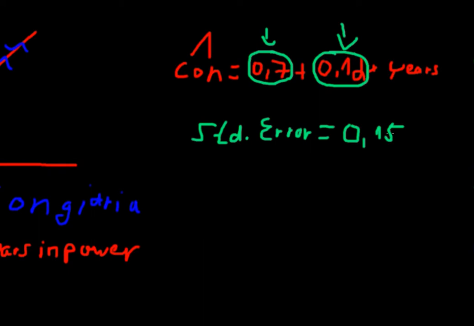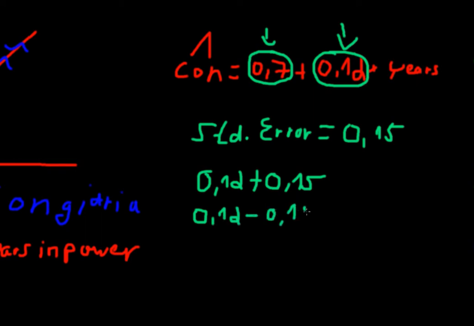Now, yikes. Now we have a problem. Do you see our problem? Well, let's calculate the actual range this could take under a 95% confidence interval. So this would be 0.12 plus 0.15 and 0.12 minus 0.15. Now, the first one would be equal to 0.27, and this one would be equal to minus 0.03.